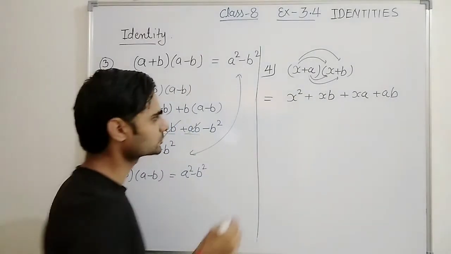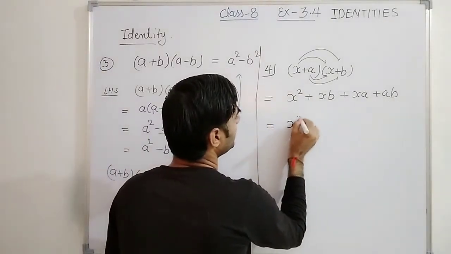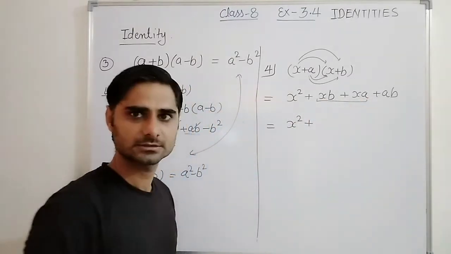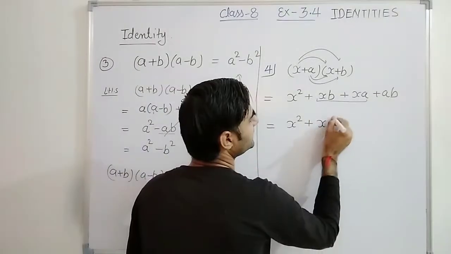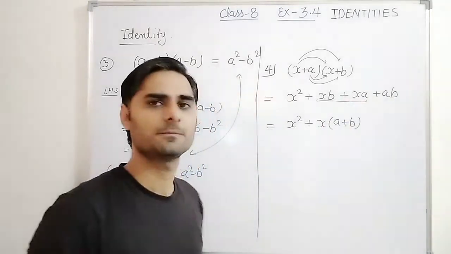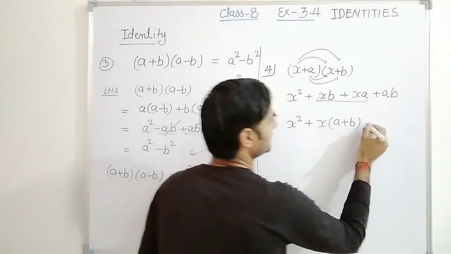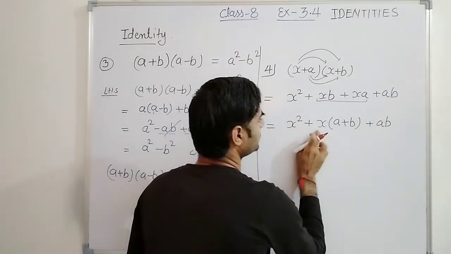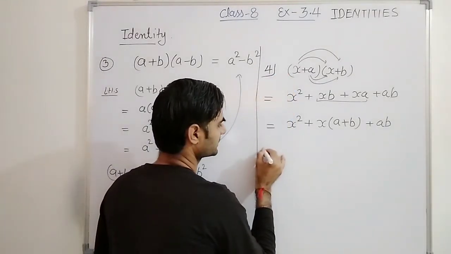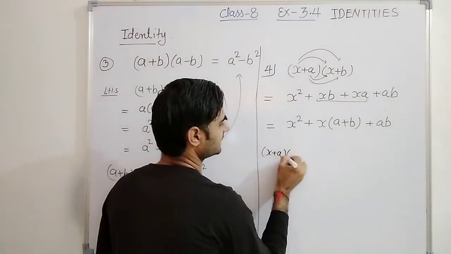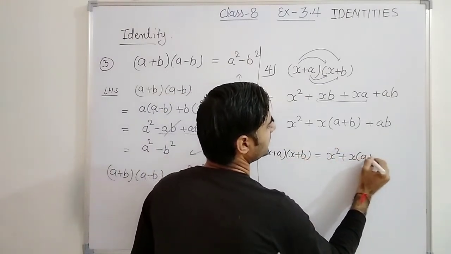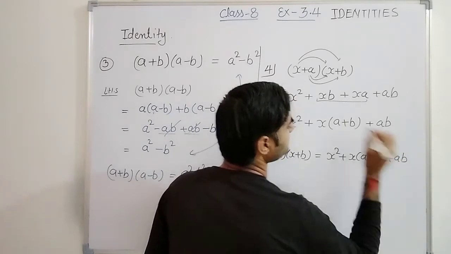Correct? So now here this will be equal to x square plus xb plus xa plus ab. In these two, x is common or not? Common, right, x in both of these. X we can take common. What is left? a plus b, and b plus a is the same thing. Correct? This plus ab, x square plus x, a plus b plus ab. This is the identity. So can we say, x plus a, x plus b is equal to x square plus x, a plus b plus ab.